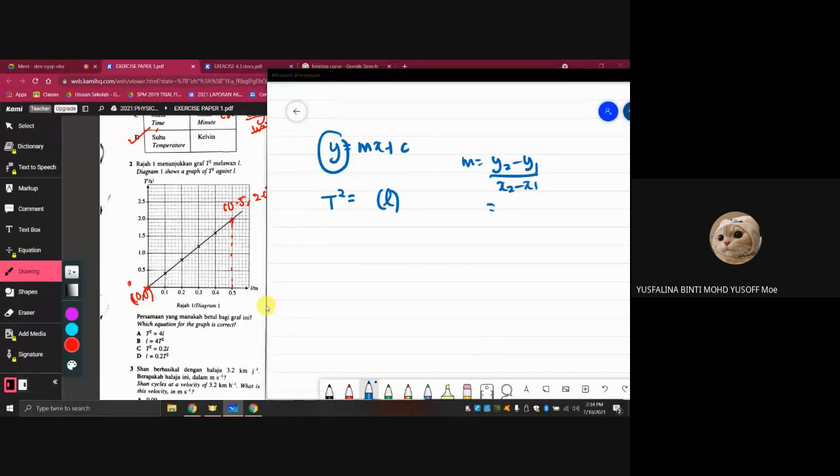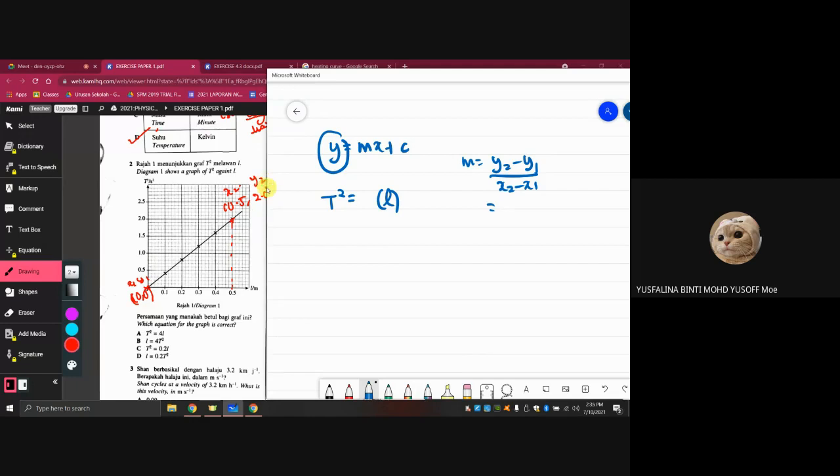So this is x1, y1, x2, y2. Okay, so 2 minus 0 over 0.5 minus 0. If I calculate this one, I will get 4, right? So my gradient is 4. So I put here my m is 4.